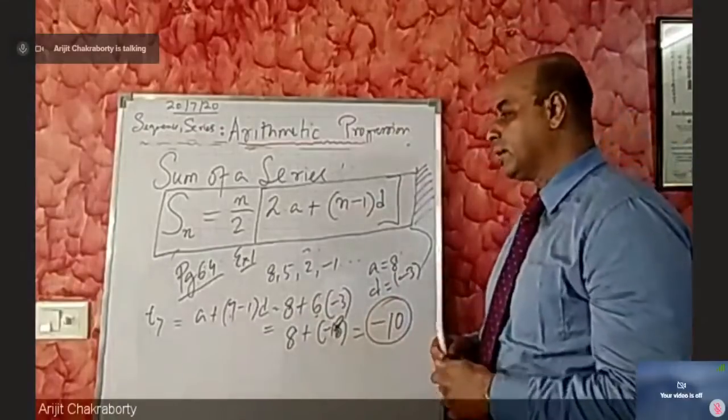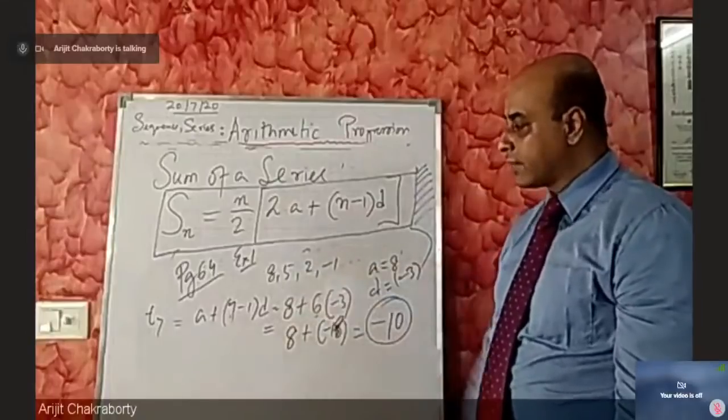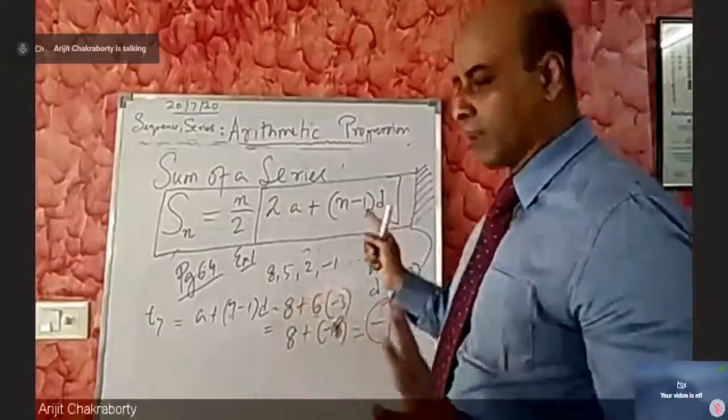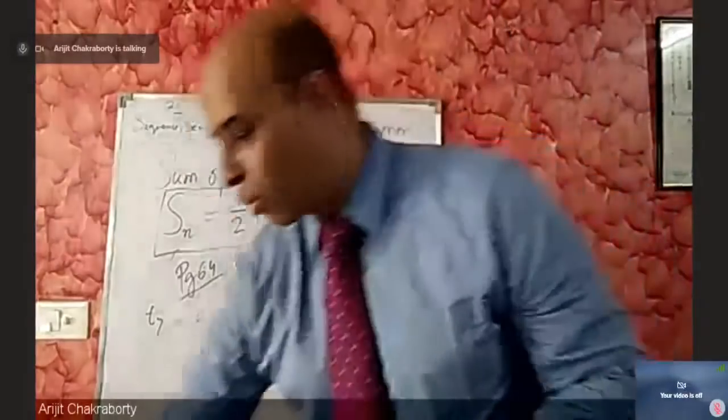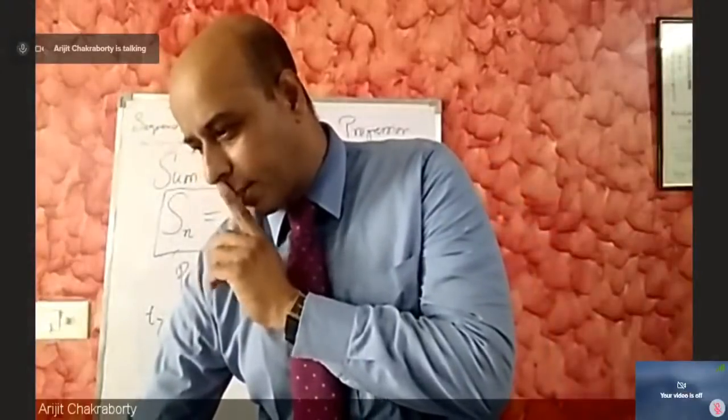So here we are taking A plus n minus 1 into D, where n is 7. A is 8 and the common difference D is equal to minus 3. Okay. Let us take the next one.